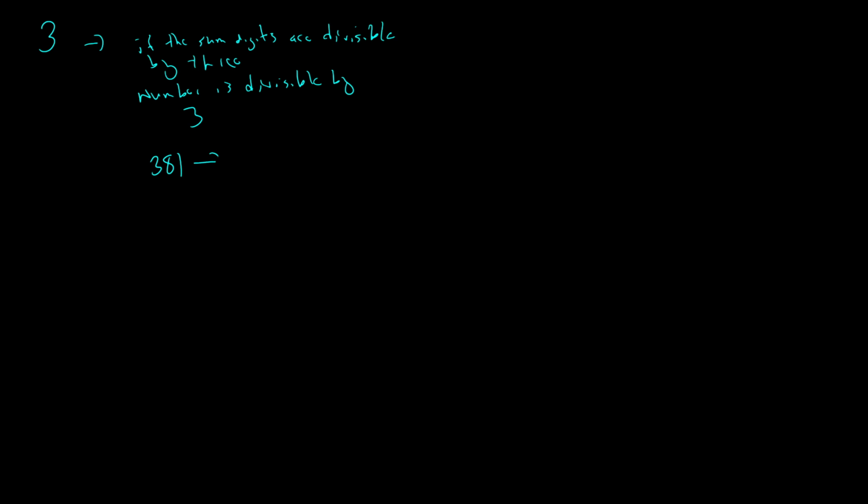381. Well, if I add up the digits, 3 plus 8 is 11, plus 1 is 12, and 12 is divisible by 3. 3 does divide 12, right? It gives you 4 with no remainder. Well, let's double check this. So let's take 3 and divide into 381. 3 goes into 3 once, multiply. 3 goes into 8 twice. And 3 goes into 21 seven times with no remainder. And so 3 does divide 381.